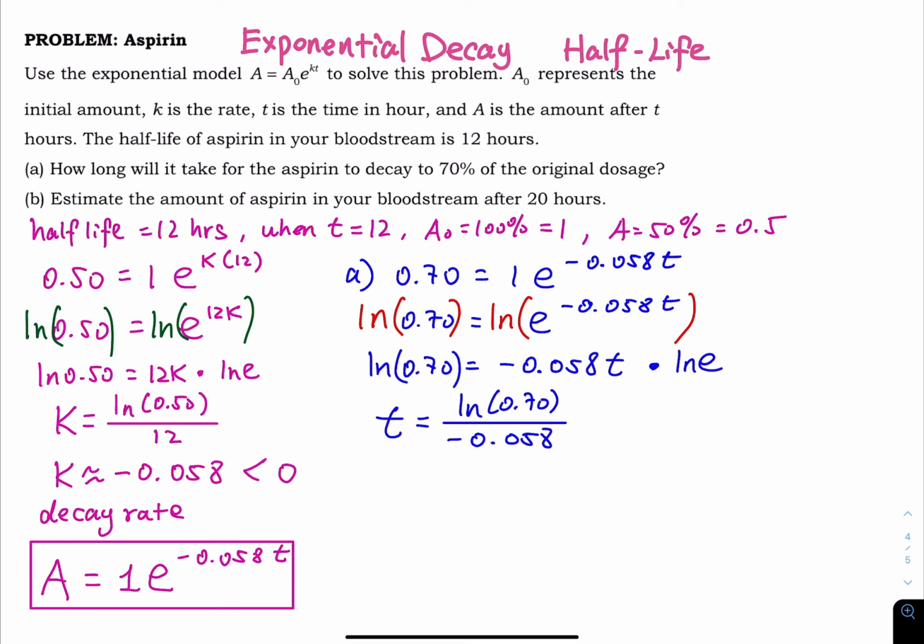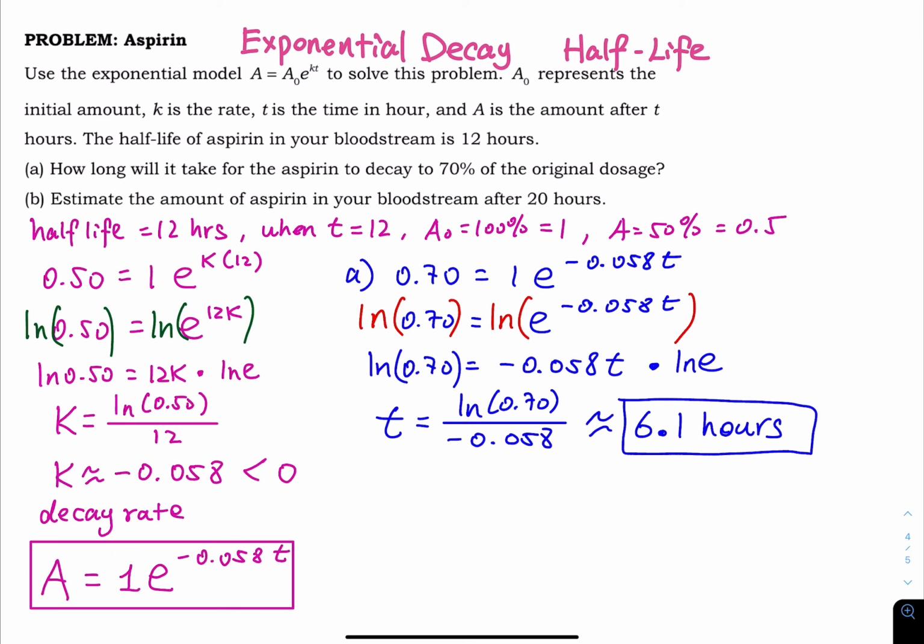When you do this in your calculator, remember to close the parenthesis for ln before you divide by negative 0.058, and you only approximate one time to avoid round-off errors. I got 6.1 hours for question A. So it will take 6.1 hours to decay to 70%.